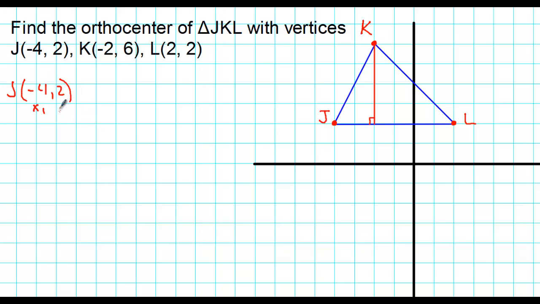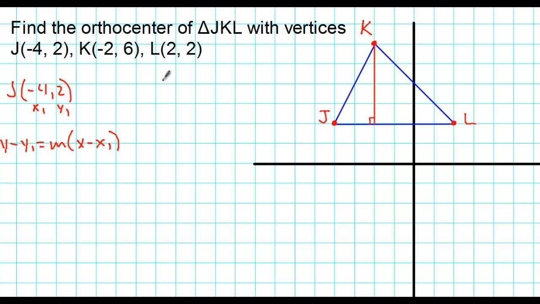So this point J is -4, 2. So that's an x1 and a y1. And if I could find the equation, using point slope form, of a line that goes through point J and is perpendicular to KL, well then I would know exactly which line to put, and I could graph it on here. So I'm going to try to figure this out. I'll have my equation, y minus y1 equals m times x minus x1. And I already know the y1 is 2, the x1 is -4, so I really just need the m. So I need to know the slope of this line that's perpendicular to KL.